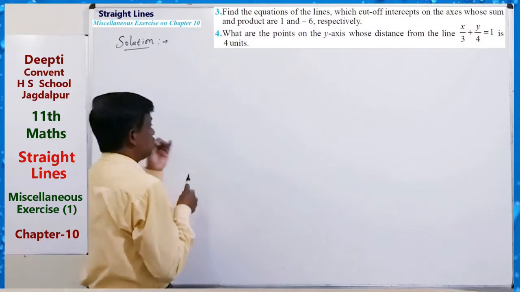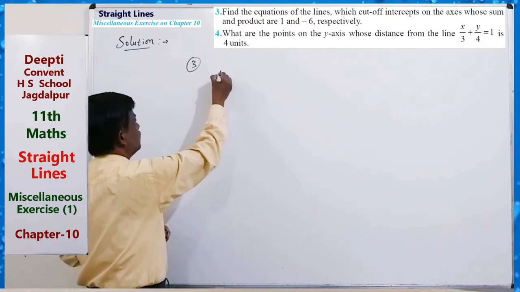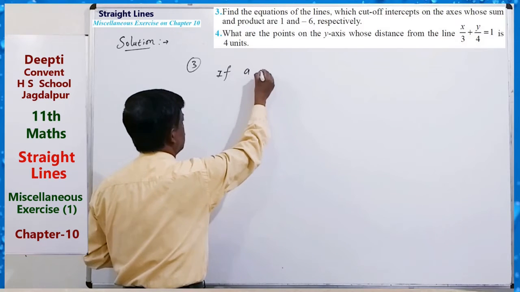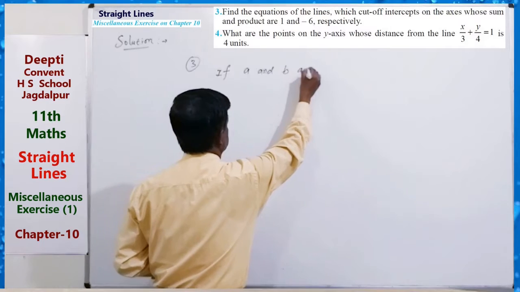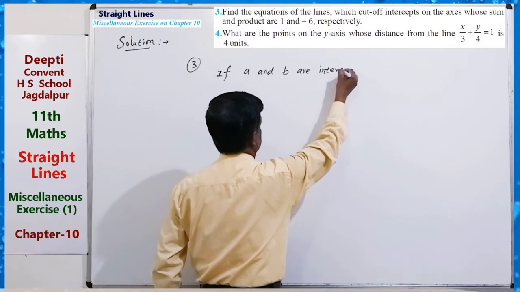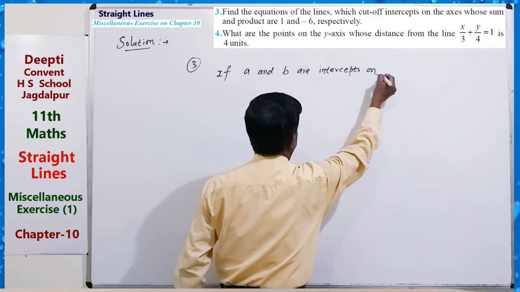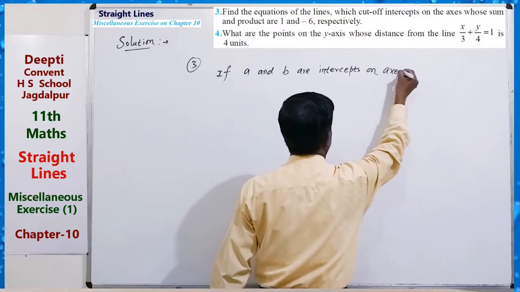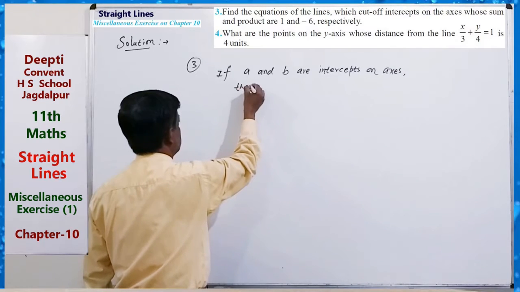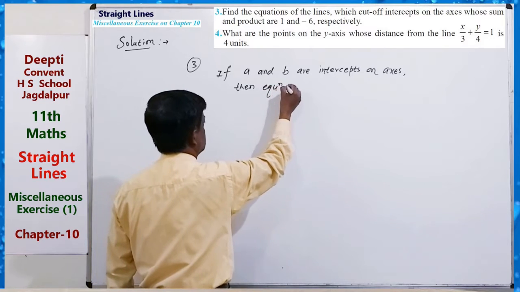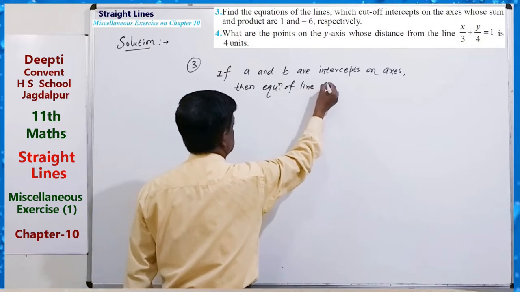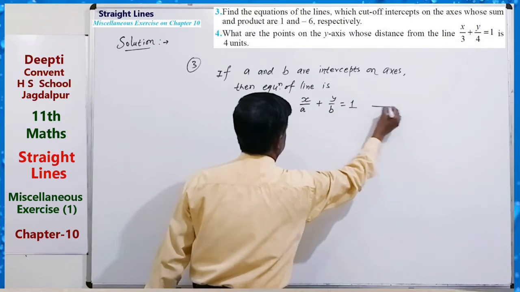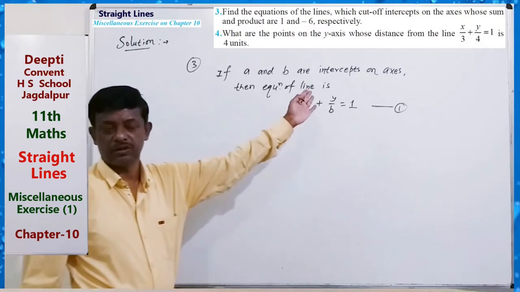So question third, if a and b are intercepts on the axes, then the equation of the line is what? x by a plus y by b equals 1. Just our equation of line will be this.